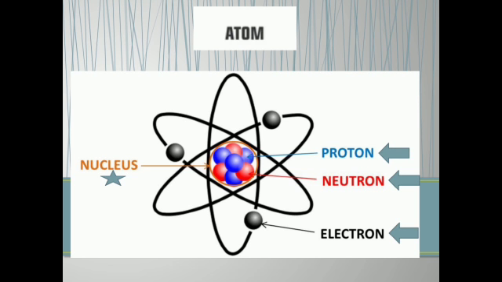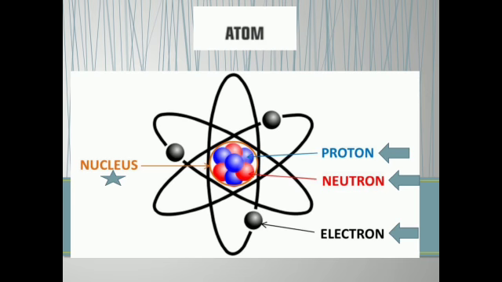You have learned about the atomic number and atomic mass. What is atomic number? The number of protons in an atom is known as atomic number, and the sum of the number of protons and neutrons in the nucleus of an atom is known as its mass number or atomic mass. Have you got my points?